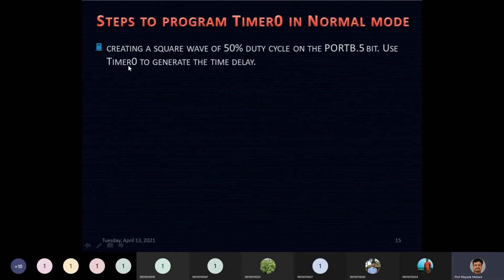I'll be using my timer 0 to generate the time delay, and I will force my timer 0 to work in the normal mode. It is an option, upon you to use. If you want to use timer normal mode, you can use it in normal mode. If you want to use CTC, you can use it in CTC. I'll be showing you both options. Whatever option you like, you can use. First of all, we'll start with the normal mode.